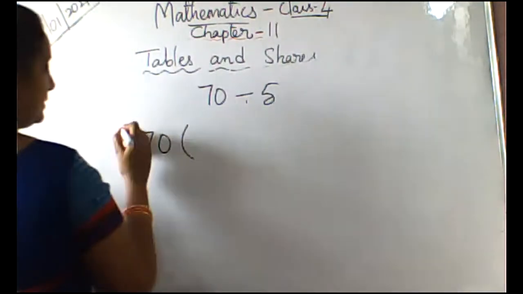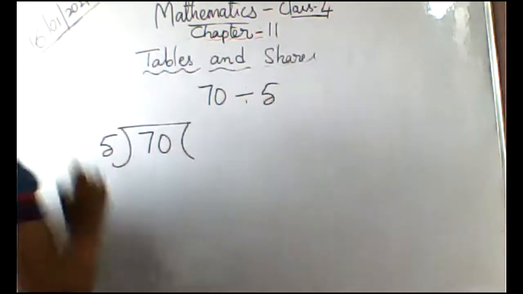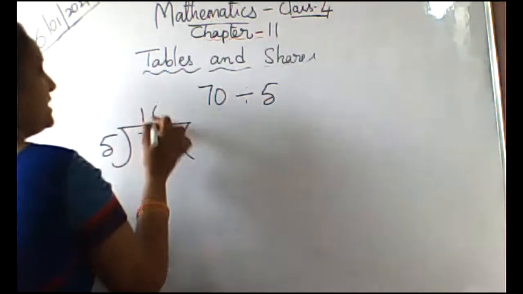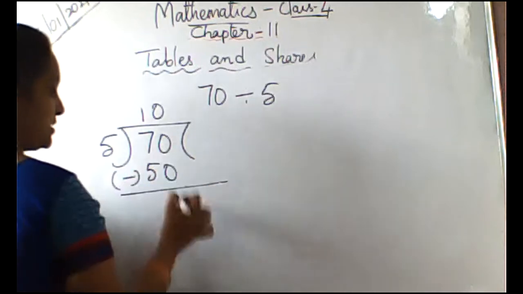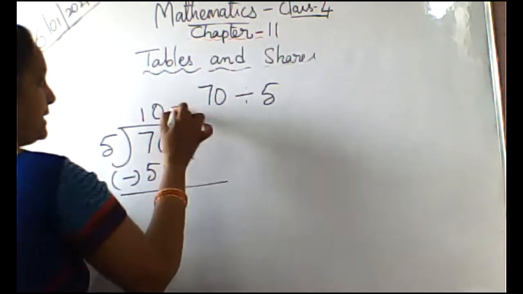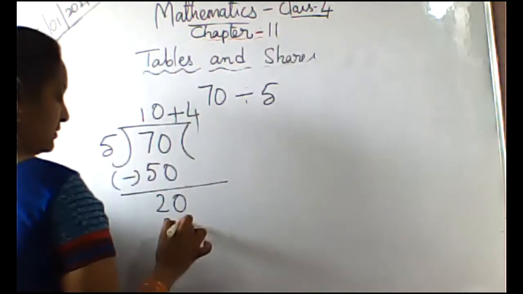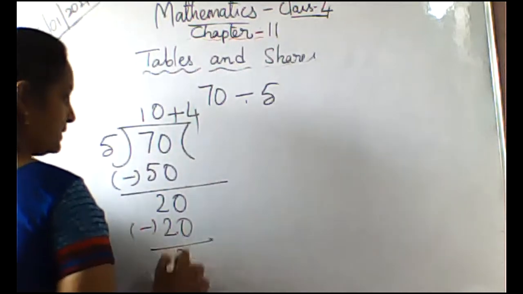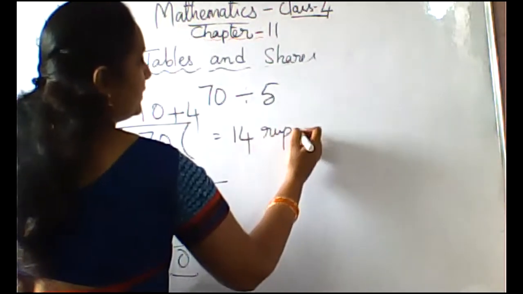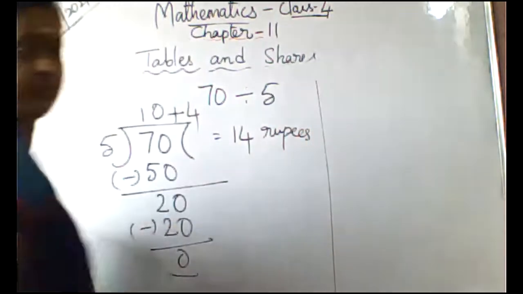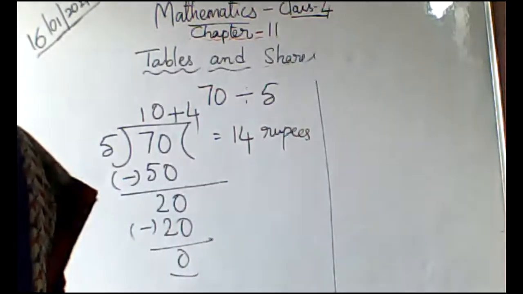70 divided by 5. So, they know 5 tens are 50. Division means repeated subtraction. 70 minus 50 is 20. Plus 5 fours are 20. So here, how much did they get, ma? 14 rupees. They got 14 rupees.